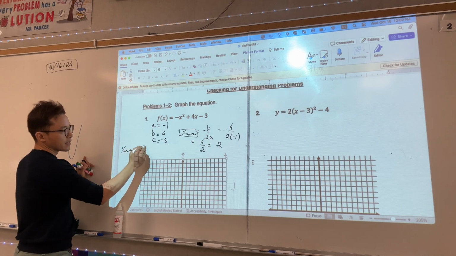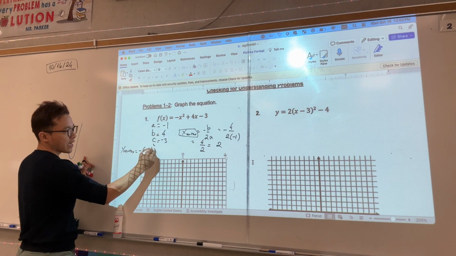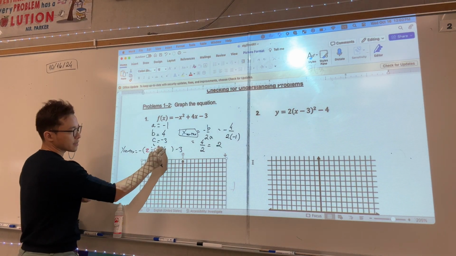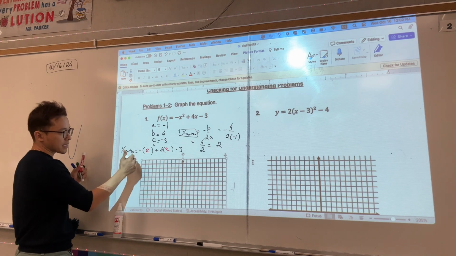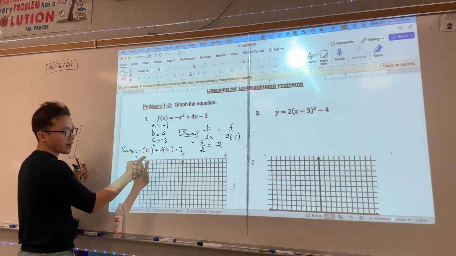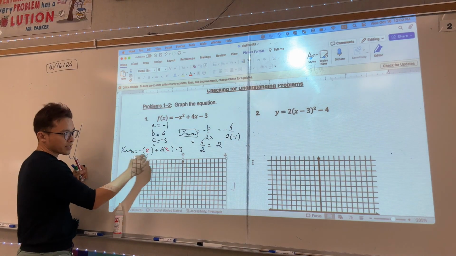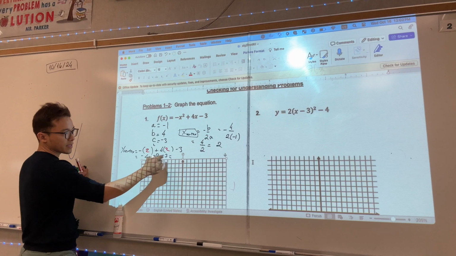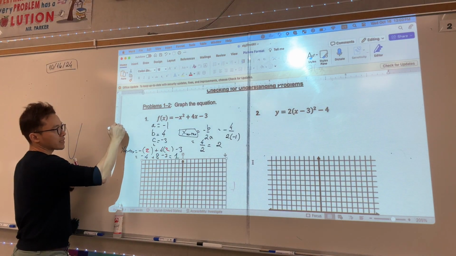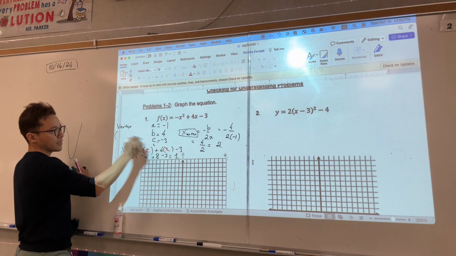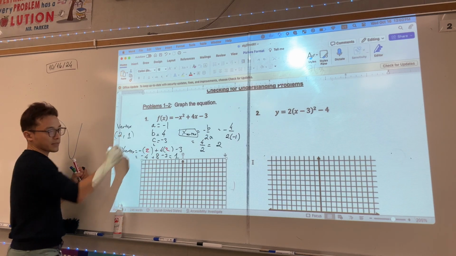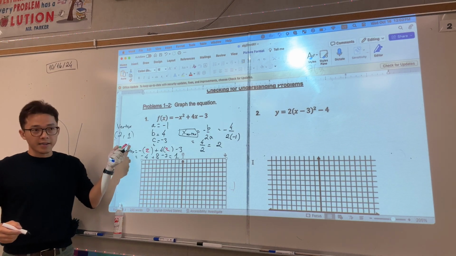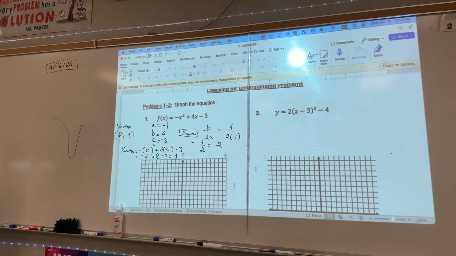Plug it in. This is what I'm going to do. Whenever I see x, I put a parenthesis, and then I plug in later, because you will mess up the sign if you don't do this. 2 squared is 4, you still have a negative outside. 4 times 2 is 8, negative 8 plus 4 times 2, 8, minus 7... 8 minus 7 is 1. Okay? So the vertex is (2, 1). Make sure you plot it correctly too. Otherwise you wrote it right, but when you plot it, you plot the wrong point.